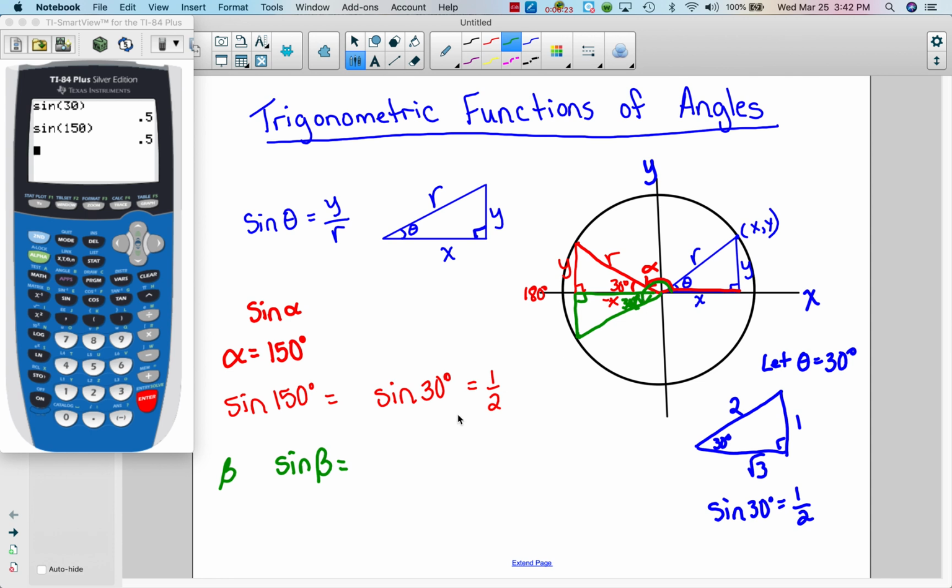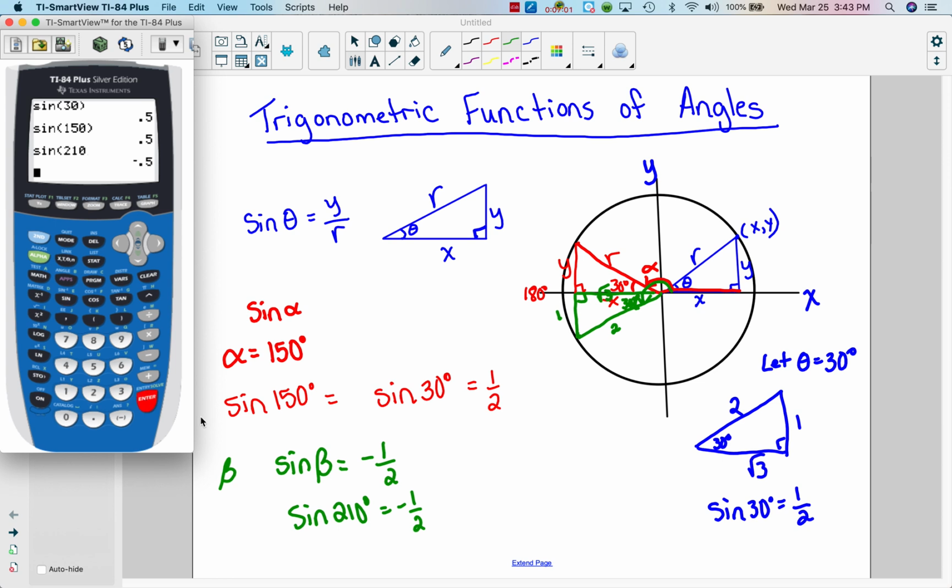So what's going to happen is it's still going to be opposite over hypotenuse. If I thought of this as, let's say, 1, 2, and square root of 3 for my triangle, then I'm still going to have 1 over 2, but because the y value is negative, because it's going down, I'm going to get negative 1/2. So this would be sine of 180 plus 30, so sine of 210. And you can check this on your calculator. If you do sine of 210, you see you get negative 1/2.